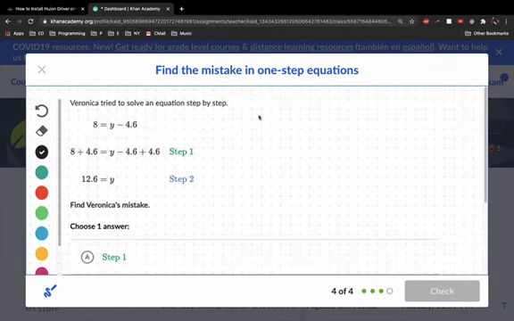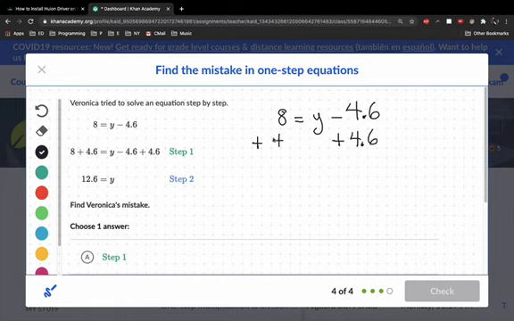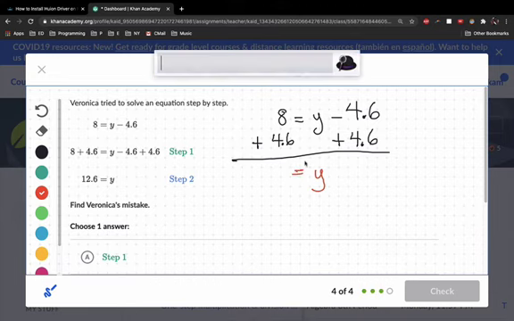And then this last one here. This is very similar to the last one. We've got 8 equals y minus 4.6. We always want to try to get this letter by itself. And since this is a minus, we do the opposite, which is plus. So it's going to be plus 4.6. And we're also going to add 4.6 on this side. And so y is going to equal whatever 8 plus 4.6 is.